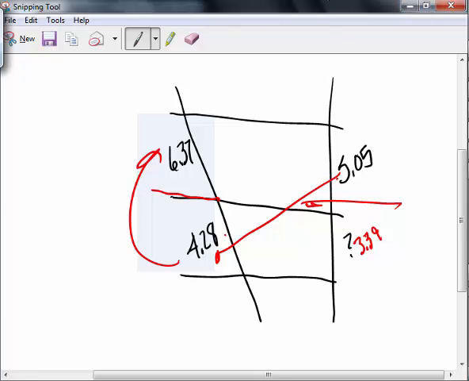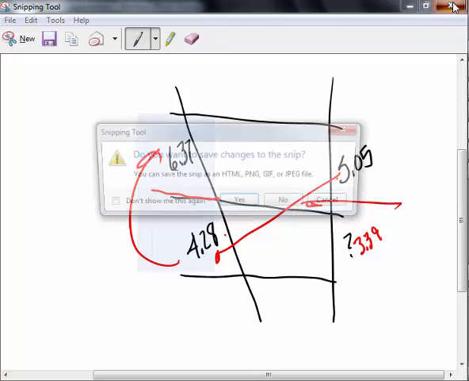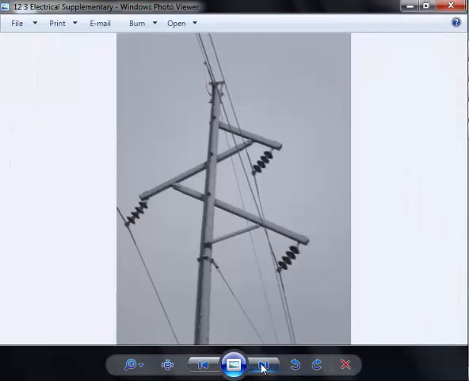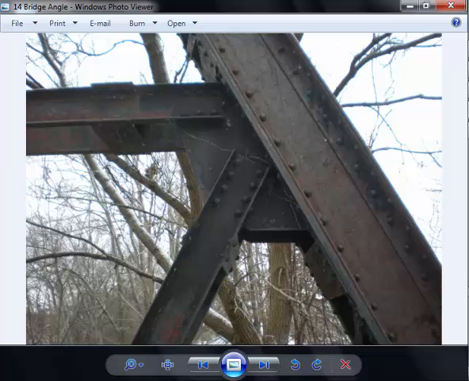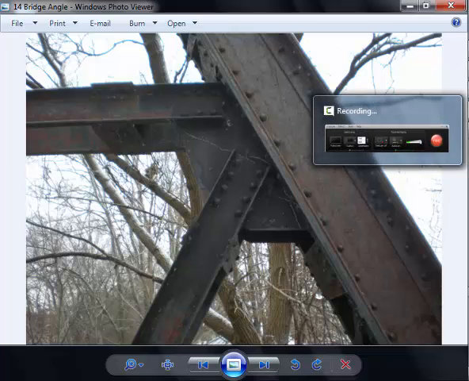Number 4. We've got some cross beams like this right here. Okay, I'm going to draw the picture.